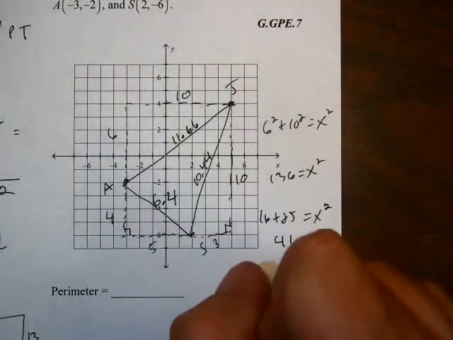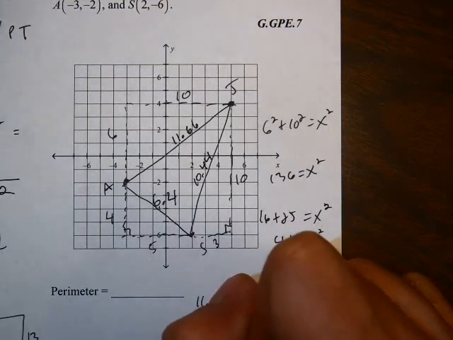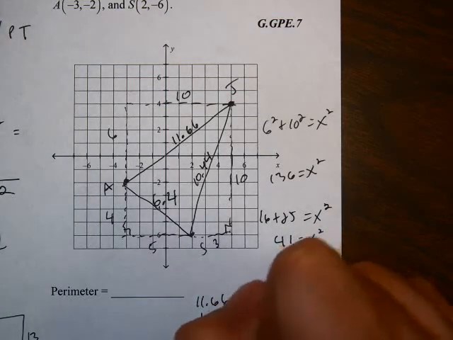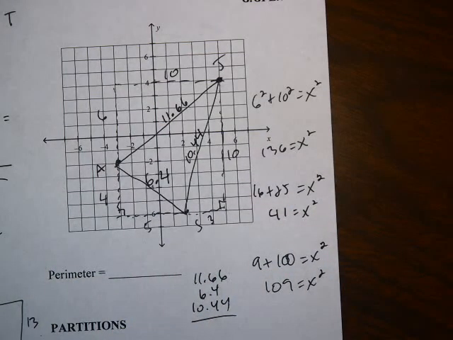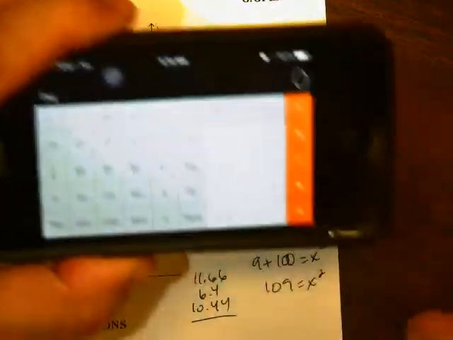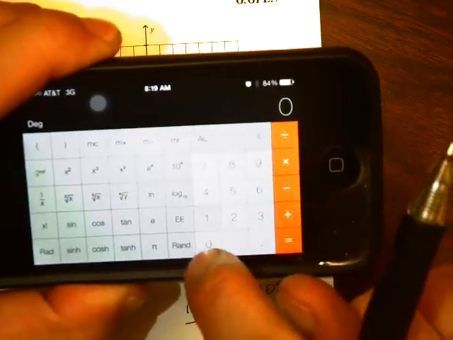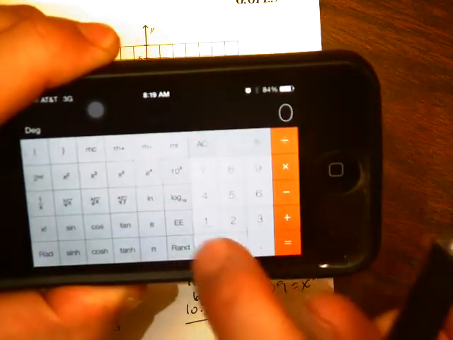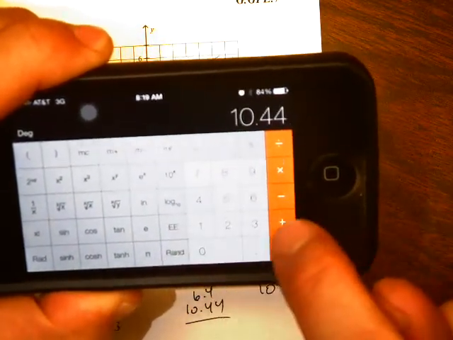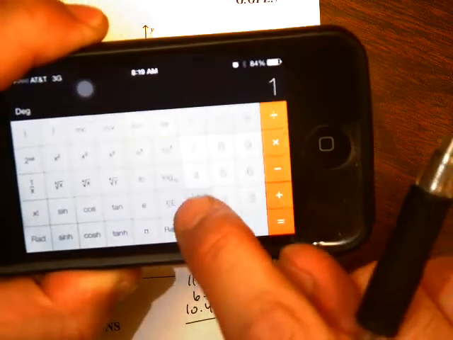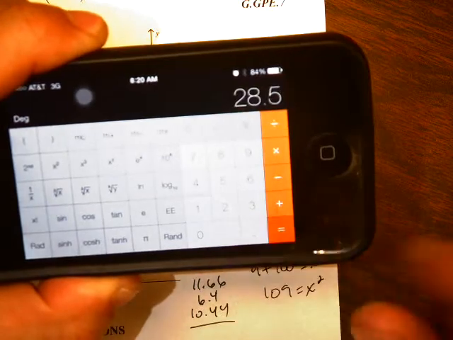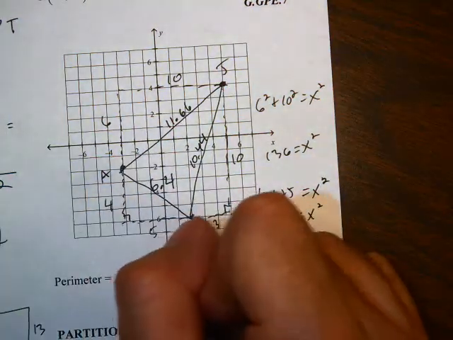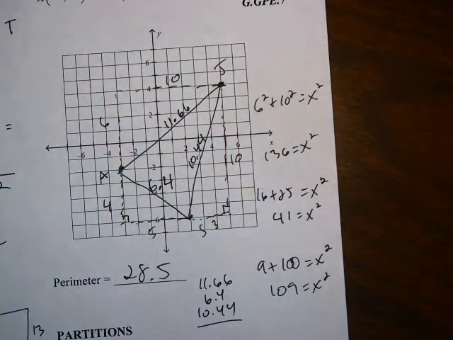Now I'm taking the 3 lengths, 11.66, 6.4, 10.44, and I'm adding those together. So once again, back to my trusty calculator. 10.44 plus 11.66 plus 6.4 equals, and I get exactly 28.5 for my perimeter.